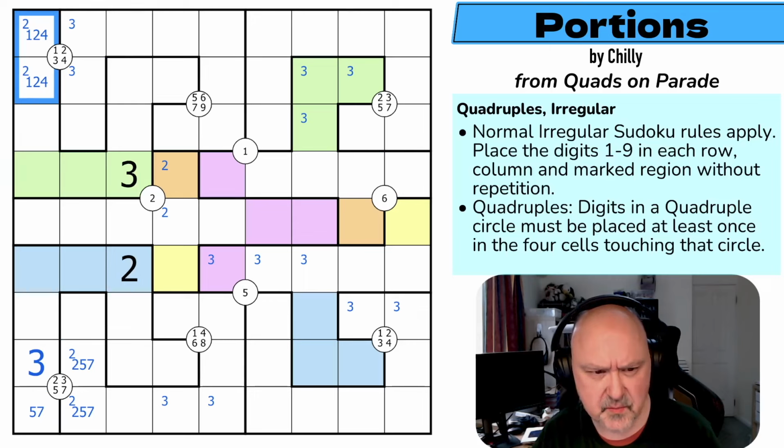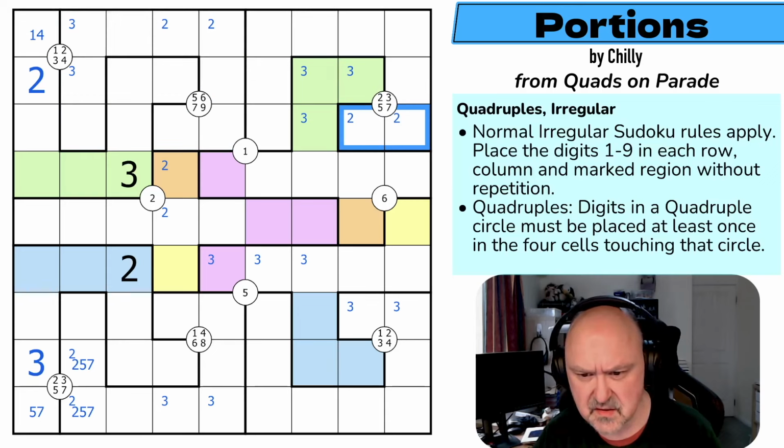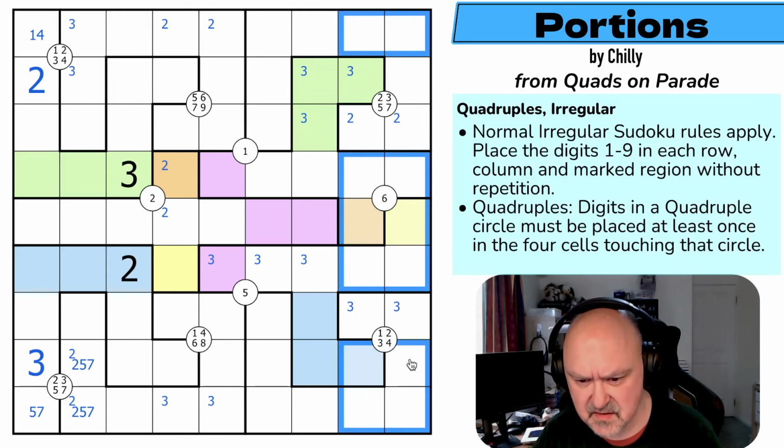So can I do something similar with 2s as I did with 3s? So 2 in this region can't be there, can't be there, can't be in any of those. It's in one of those 2. This is not the 2, this is the 2, which says 2 is not in here, 2 is in one of these. And I can't put 2 in any of those or any of these.